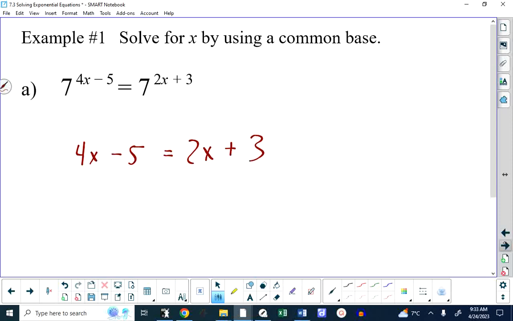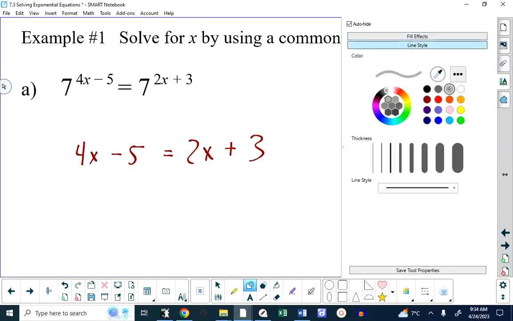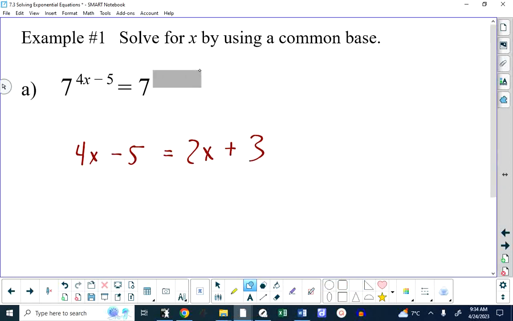They're the same base. So the idea here is, like Patrick said, they're the same base. So if I have 7 raised to an exponent, and I'm saying it's equal to 7 raised to an exponent, the only way these two things can be equal is if these two exponents are exactly the same, right?